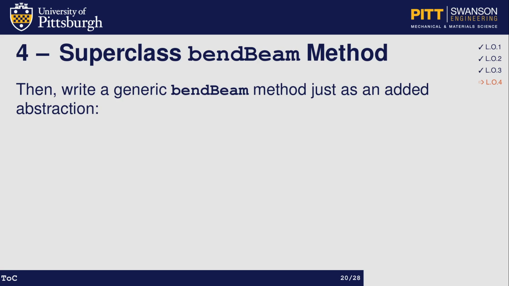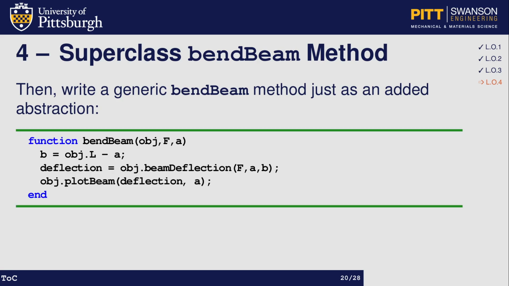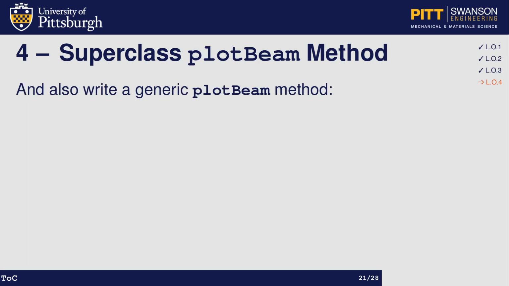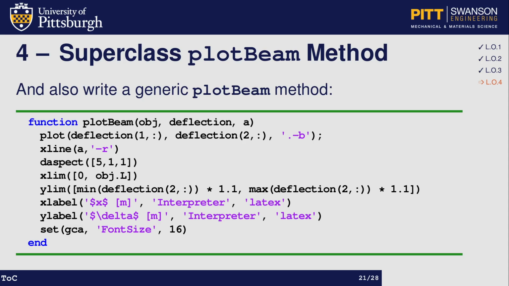We can then write a generic bend beam method just as an added abstraction layer because this is what the quote-unquote user will actually interface with. This function just calls the beam deflection function that we just wrote, followed up with a plot beam function that we'll write next. I'm not going to review these commands, but it plots the beam and the applied force location.